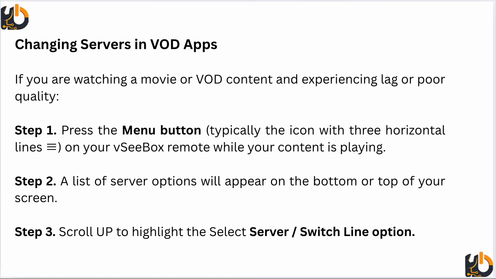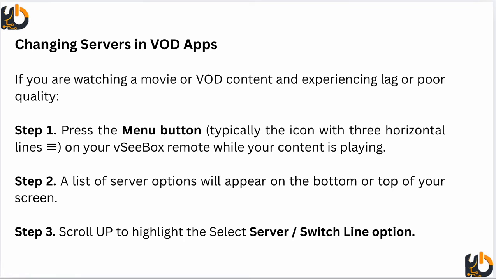So first, changing servers in VOD apps. If you are watching a movie or VOD content and experiencing lag or poor quality, here are the steps. Step 1. Press the main menu, typically the icon with the three horizontal lines, on your VSeeBox remote while your content is playing. Step 2. A list of servers option will appear on the bottom or top of the screen.